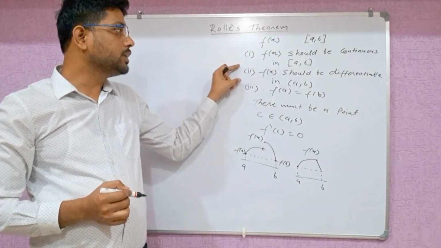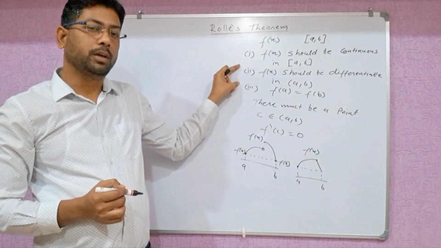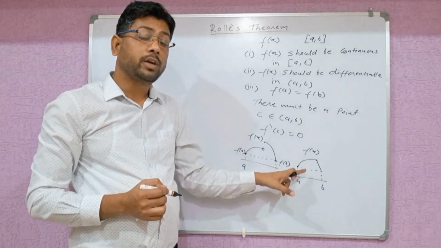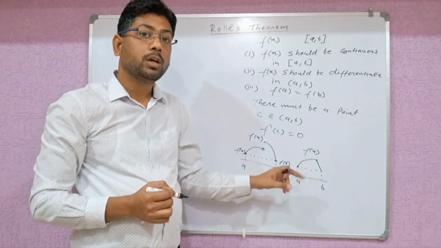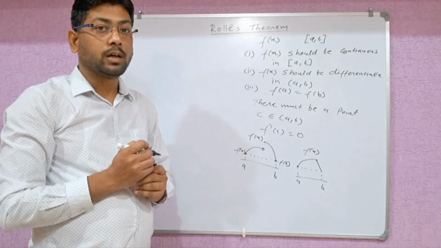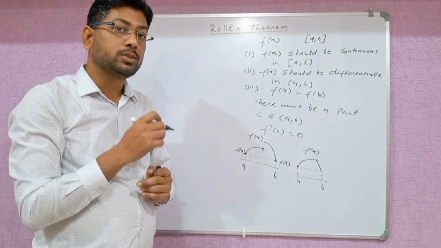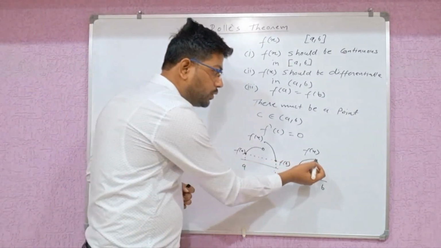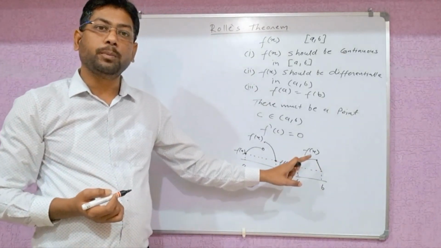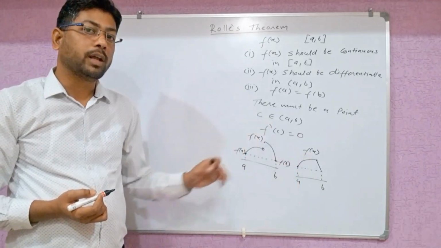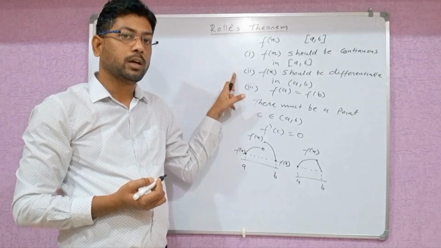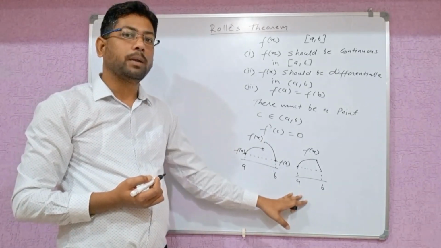Now the second condition is f(x) should be differentiable in a to b. Is this function f(x) differentiable or not? By graph, how can we observe whether the function is differentiable or not? We know that if there is a sharp corner in the graph, then at that point the function is not differentiable. So this function will not be differentiable at this point, because at this point an infinite number of tangents can be drawn. So the second condition is not satisfied here, so again we cannot apply Rolle's theorem.